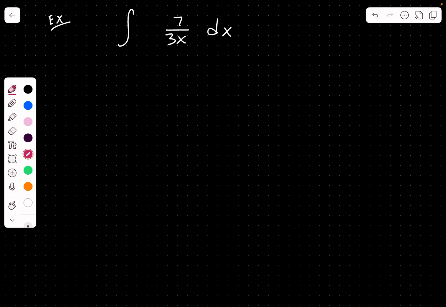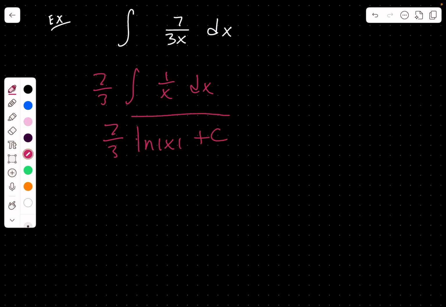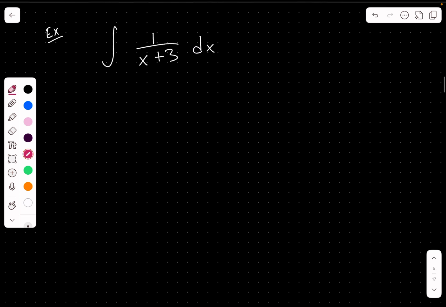Can you guess what's going to happen here? Feel free to pause the video and try it out. We're going to bring out our constant, which is 7 over 3, so that we are left with 1 over x dx. Now we are going to find the antiderivative. The antiderivative of 1 over x, well, can you guess it? Bam. So that is our answer: 7 over 3 times ln of the absolute value of x plus c.